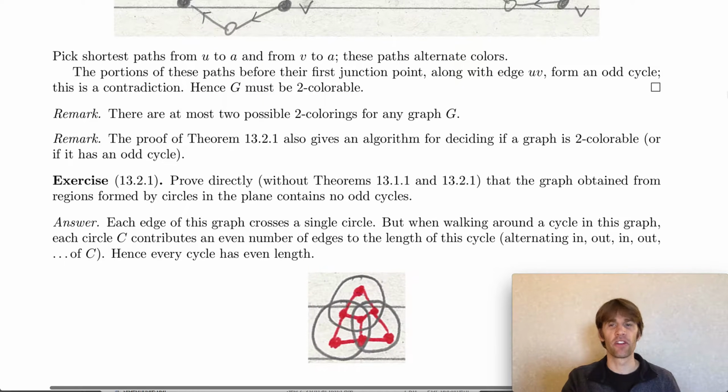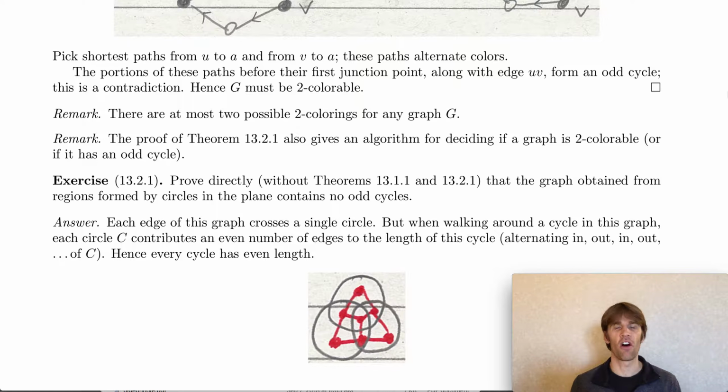I'd like to end with a few remarks. So first of all, our proof shows that there's only ever two colorings for a graph. So if a graph is two-colorable and it's connected, then there's precisely two colorings of it. Vertex A, you could either start with red, and then that fixes one possible two coloring, or vertex A, you could start with blue, and that's the only other possible two coloring.